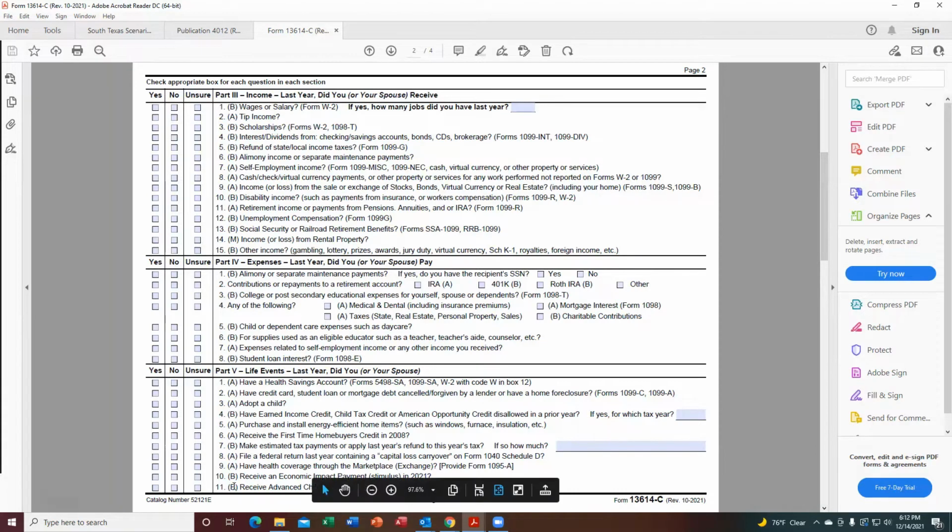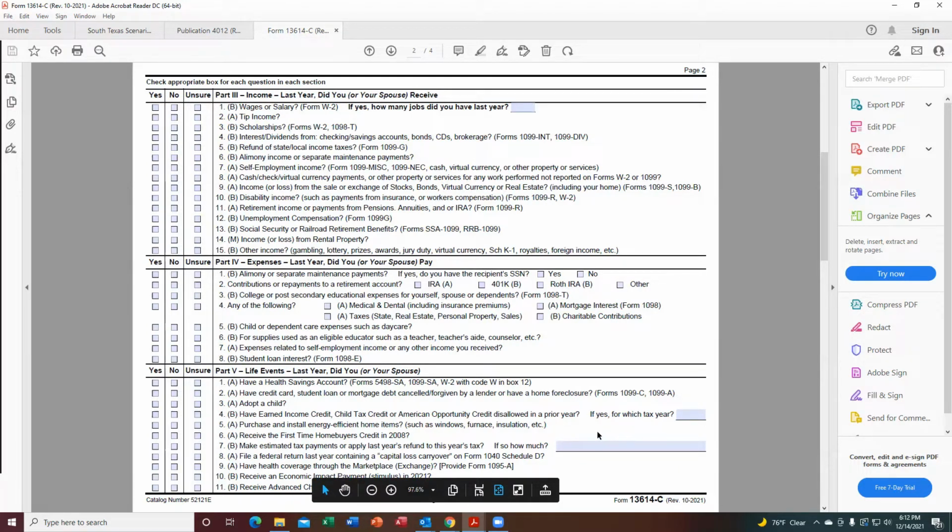The last item here are part 5, life events. The last two, 10 and 11: received an economic impact payment in 2021, and I believe that's letter 1444. Received an advance child tax credit payment.